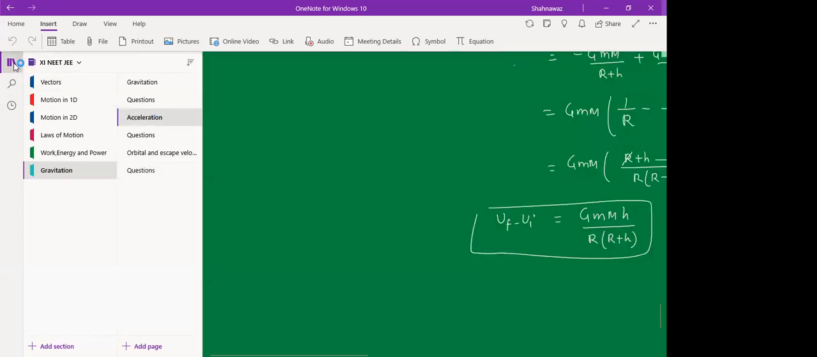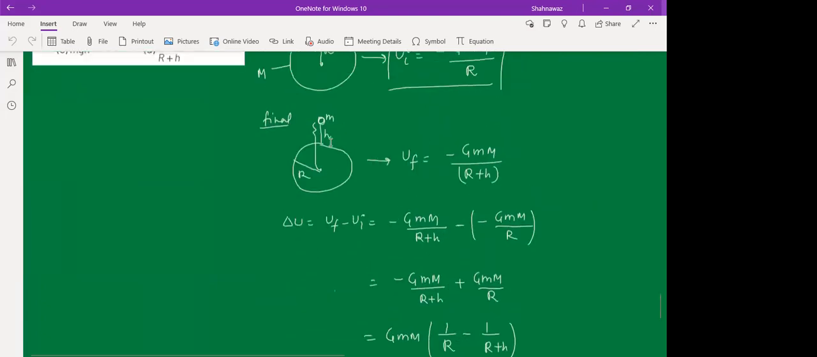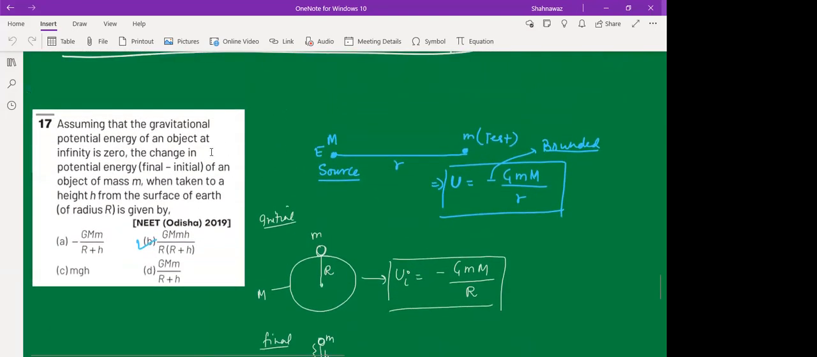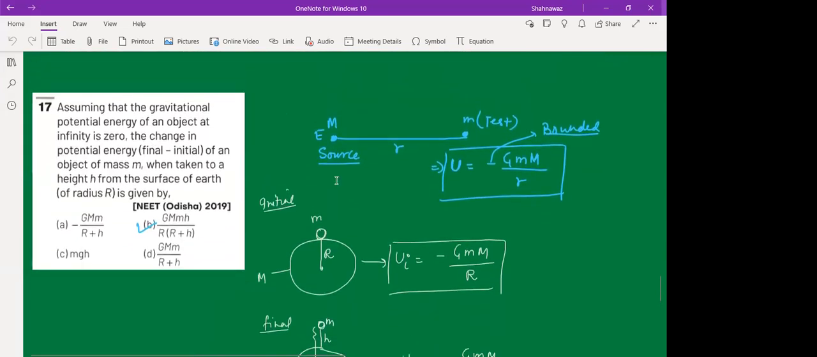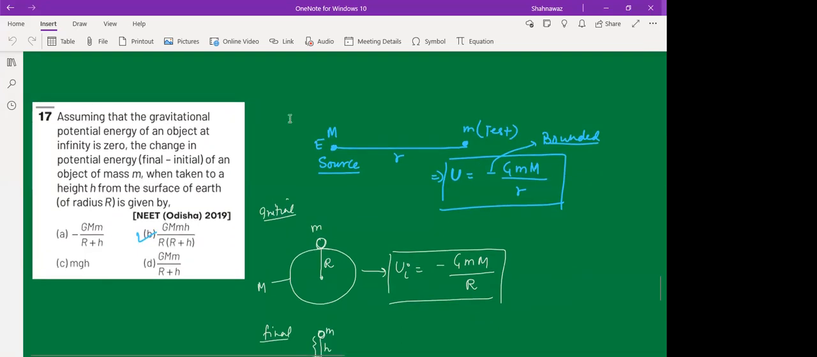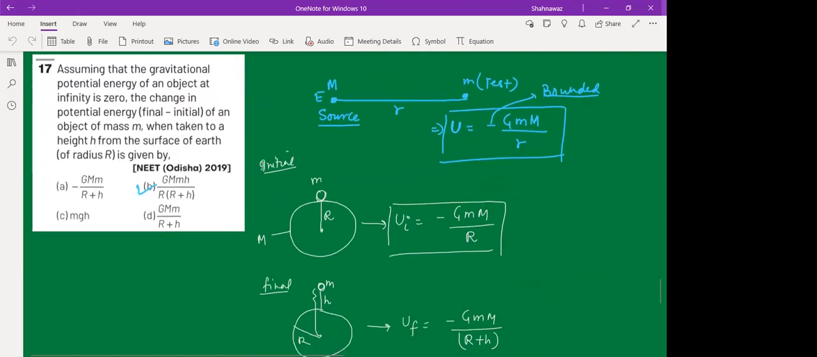Right? So in the last class, we did this question, right? So we were talking about this gravitational potential energy, and we know that the change in potential energy will give you what? That will give you work done. And then we also talked about the gravitational potential, right? So these three things we talked about.